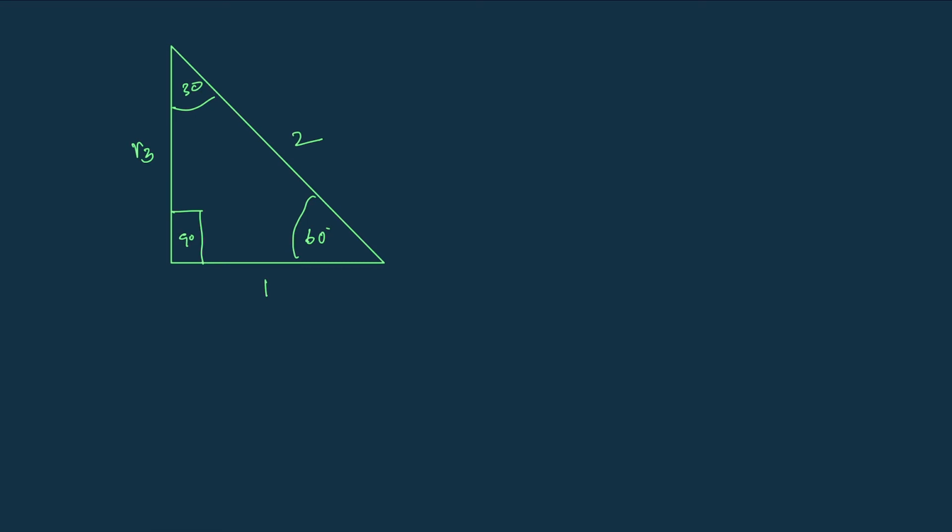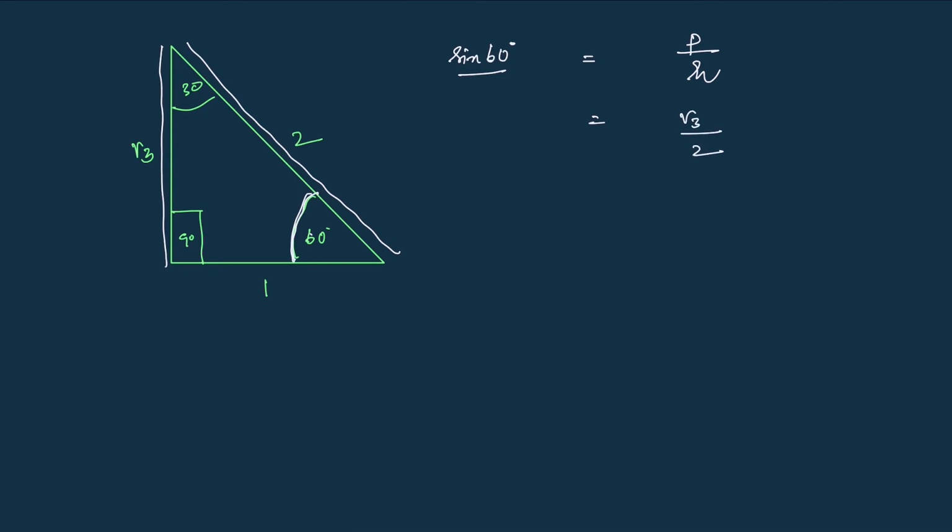So when we are saying sine 60, sine 60 means this angle. Okay, 60 degree. What is sine 60? What is sine theta? Sine theta is nothing but p by h. What is p? For 60 degree, this is the p. And what is h? H is the fixed one for this triangle. So p is equal to root 3. What is h? Is equal to 2. So sine 60 will be root 3 by 2.